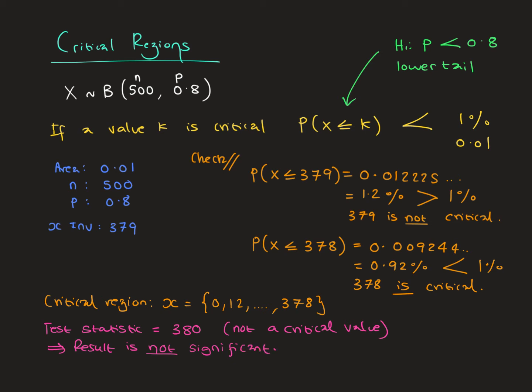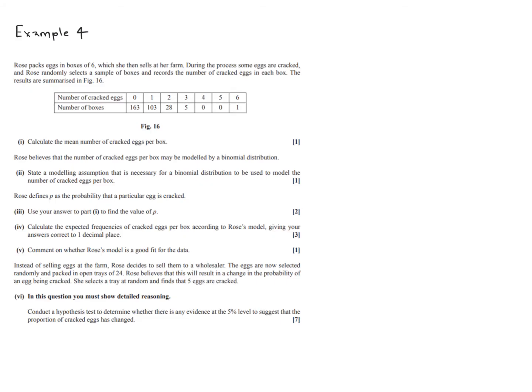It's an alternative way of running the hypothesis test. But remember, it takes longer to find critical regions, so unless you're asked specifically to do this, it isn't advisable to do it because it will take up too much time, whereas the probability calculation to work out P(X is less than or equal to 380) took a few seconds, and then we could go straight to the conclusion from there. So this takes us on to example number 4.